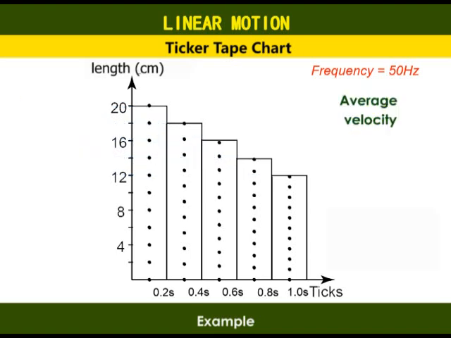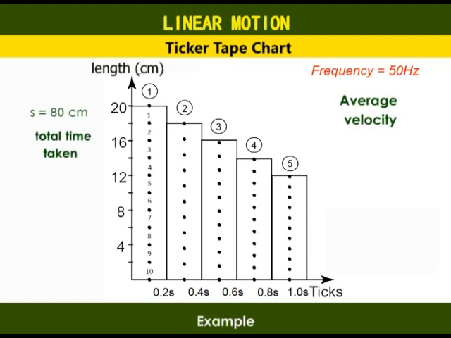Next, what is the average velocity? We already know that the total displacement is 80 centimeters. Now all we need to know is the total time taken. As you can see, we have 5 strips and each has 10 ticks. So we have 5 times 10 ticks, giving us 50 ticks. Each tick is 0.02 seconds, so 50 times 0.02 gives us 1.0 seconds.